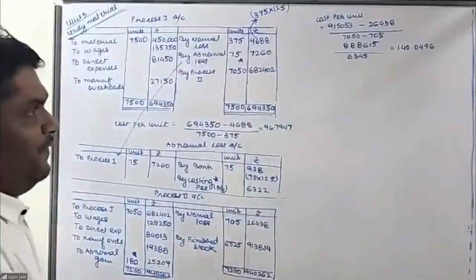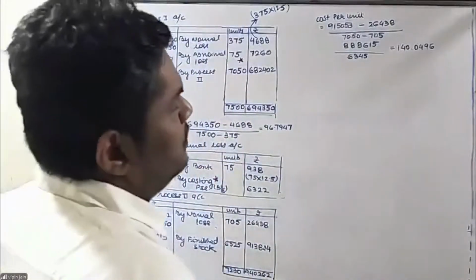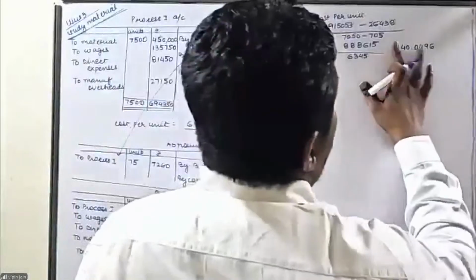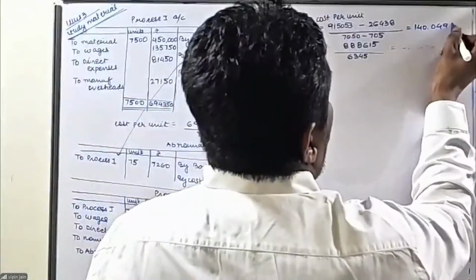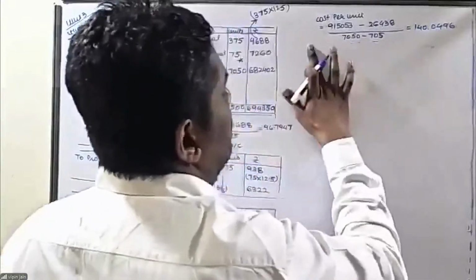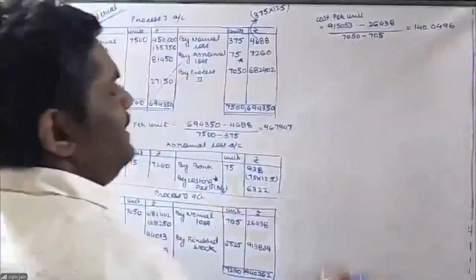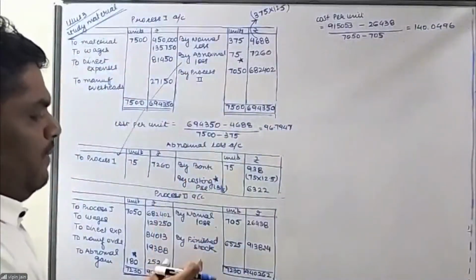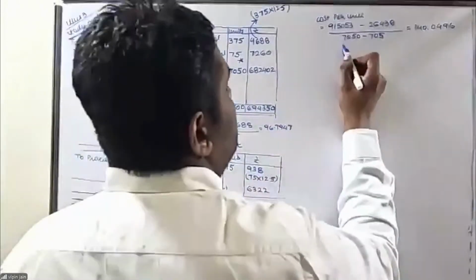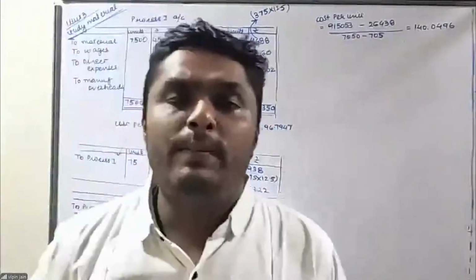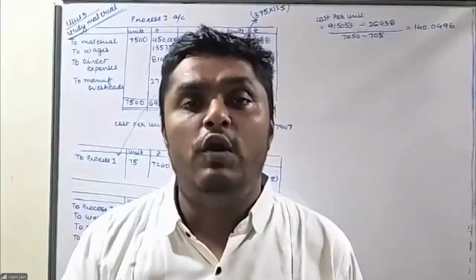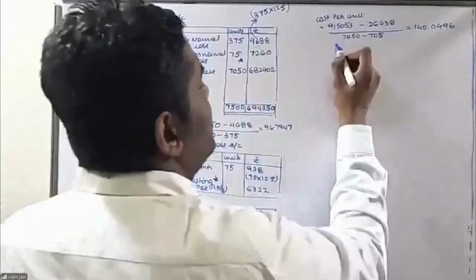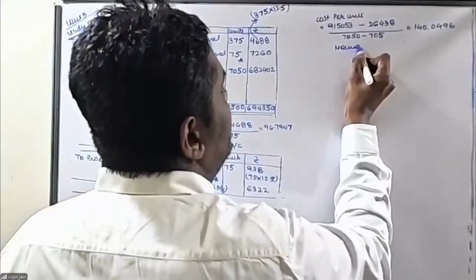Now let's proceed further. So let's start with abnormal gain and normal loss account. Since when talking about abnormal gain, what is abnormal gain? Alternatively, we can say it is a saving in normal loss. So let's start with normal loss and abnormal gain account.